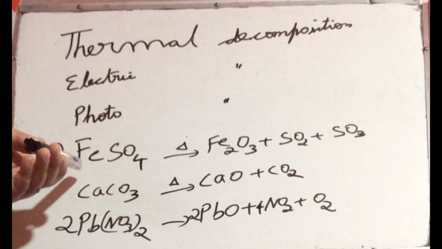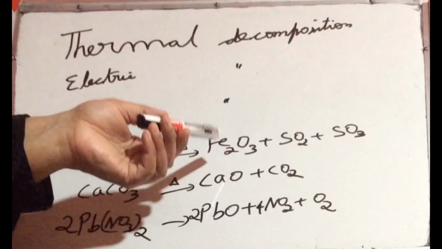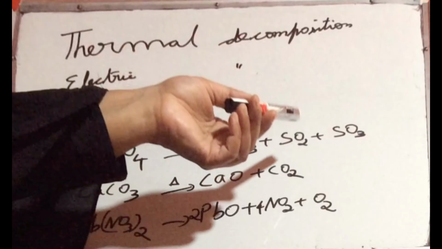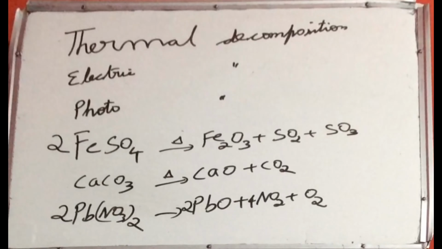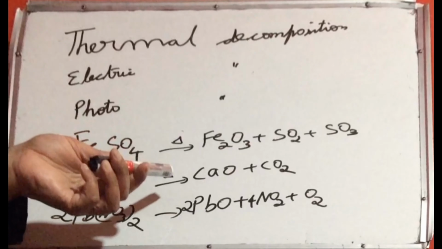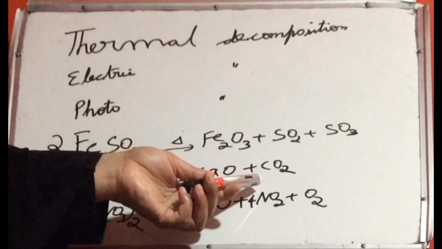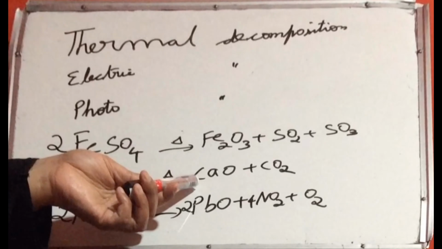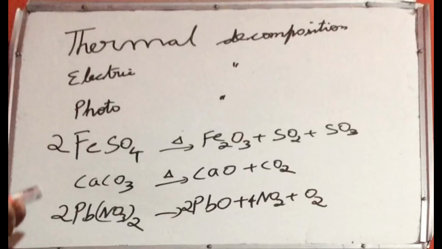green in color. This green color will change to reddish brown color and you will get the smell of sulfur. Next example is calcium carbonate. Calcium carbonate is otherwise known as limestone. Limestone on heating will give you calcium oxide plus carbon dioxide. Calcium oxide, another name is quicklime. Next, lead nitrate. In lead nitrate, what happens when you heat?